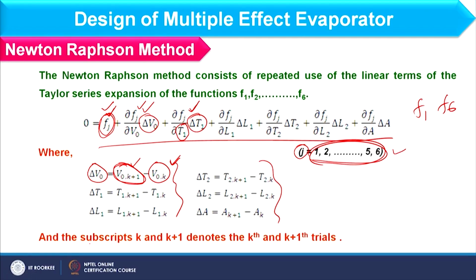So, here we can consider subscripts k and k plus 1 as kth and k plus 1th trial or k plus 1th iteration, right. So, in this way we consider the difference of variable in 2 consecutive iterations, and this difference should remain 0 when I am having perfect solution, fine. So, let us focus on this method further.